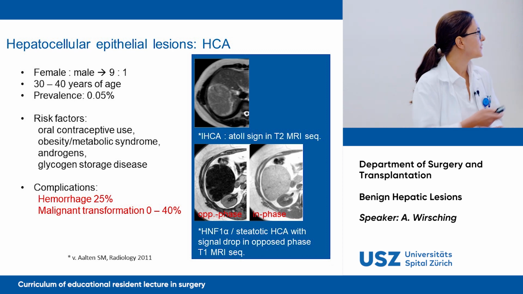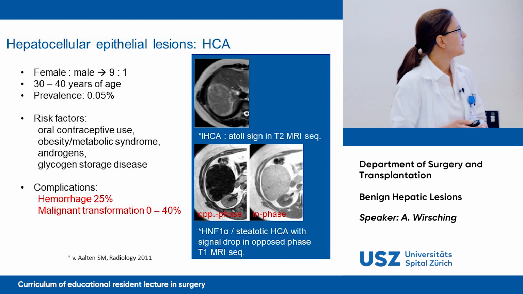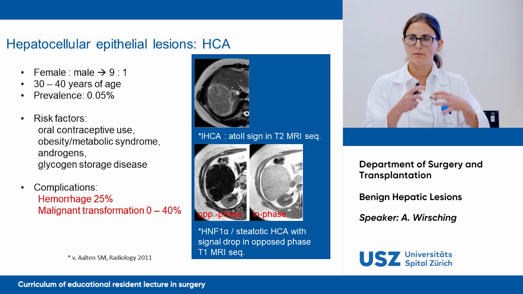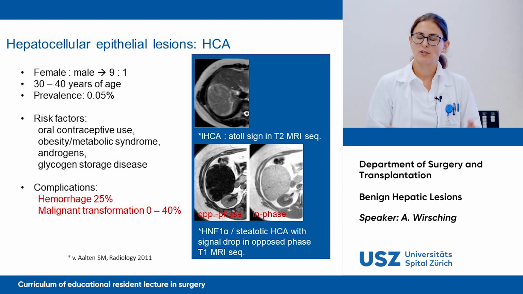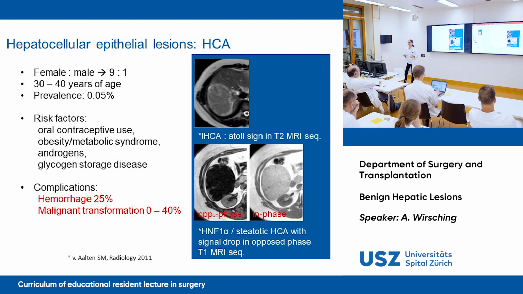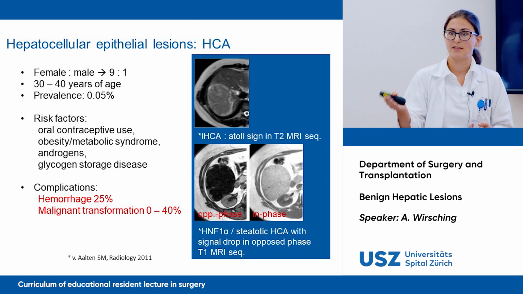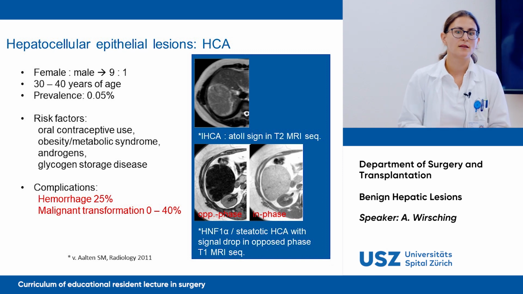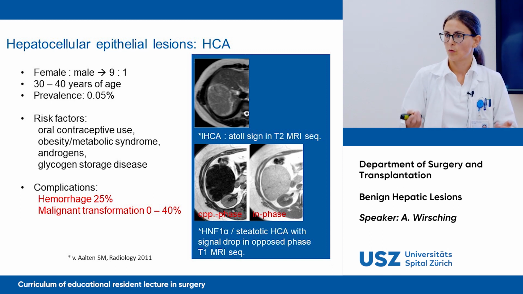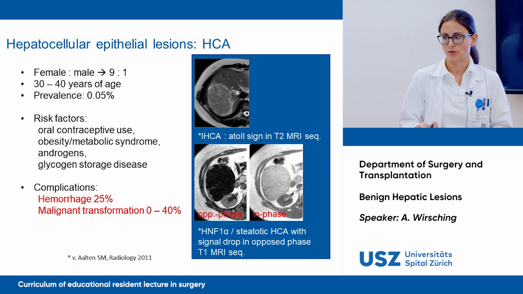What we see here in the picture above is the atoll sign. It's a rim around the lesion which is hyper-enhancing in T2 weighted MRI sequences. T2 MRI sequences hyper-enhance water or fluid. And so these dilated sinusoids can be seen at the periphery of the lesion. If we have a hepatocellular adenoma with this specific sign, we can say, oh, it can be this subtype, and we can be reassured.